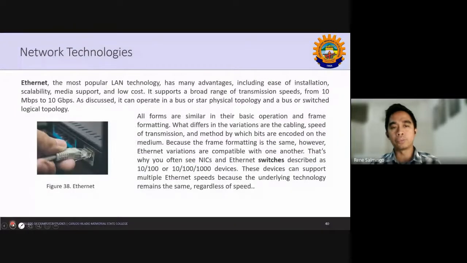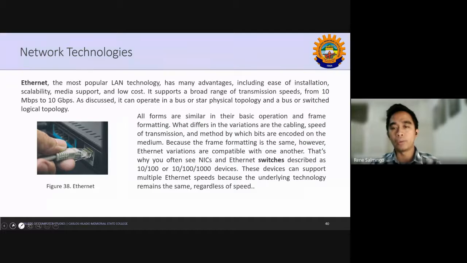Now, Ethernet is one of the popular technologies with many advantages. They use UTP cable also. It has advantages in scalability, media support, and low cost. It also supports a broad range of transmission speeds from 10 megabits per second to 10 gigabits per second.